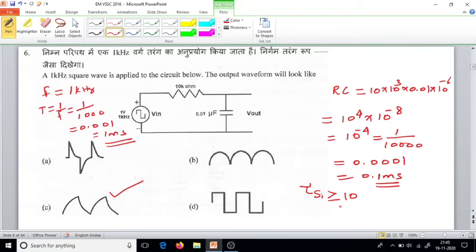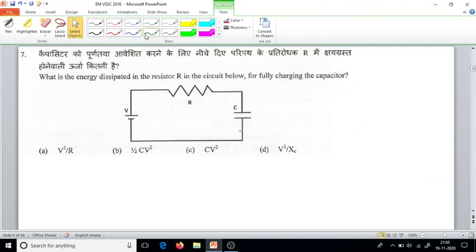This is an integrator circuit. I will try to make a small video on it, because it takes more time to explain what happens with the higher frequency, lower frequency, medium frequency, like that.